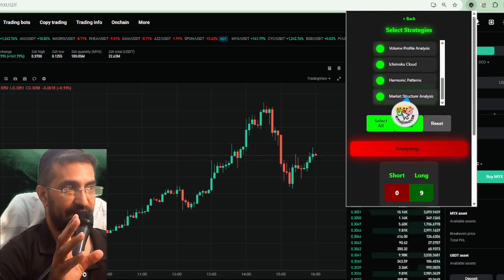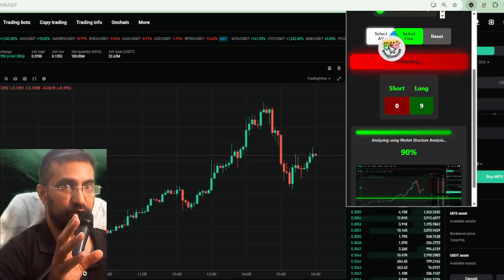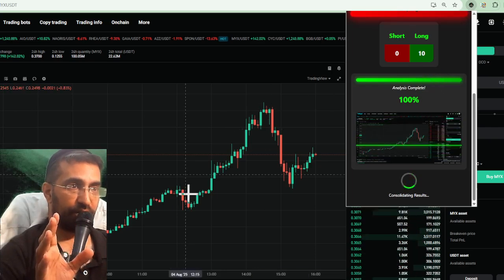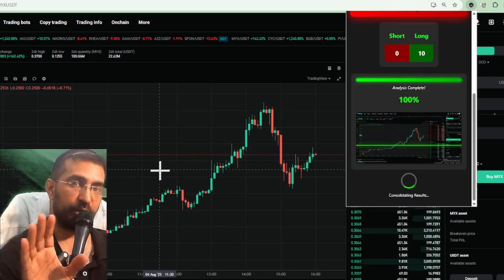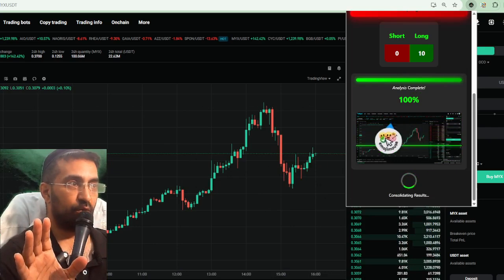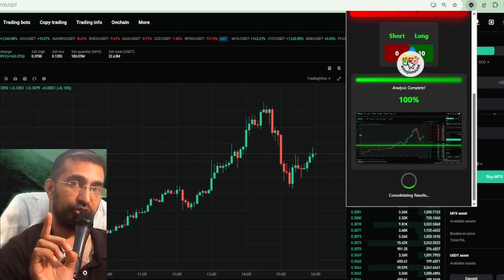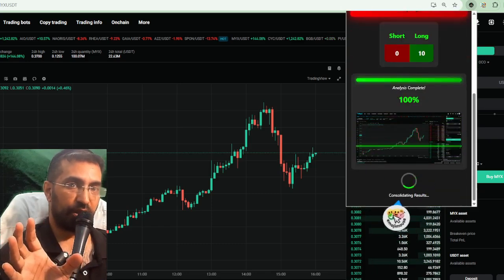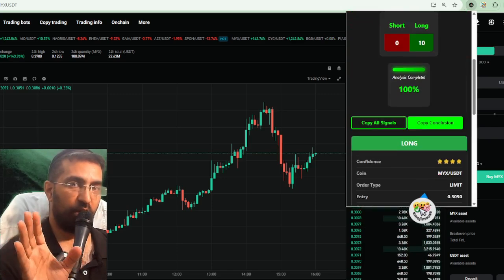You can simply select them from the list, select all, select 5, and then click analyze. Then it will look at the graph that's on your screen. It doesn't matter which platform you're on. Then it will analyze them using each and every one of those trading strategies. And then it will consolidate the results and tell you what it thinks you should do.